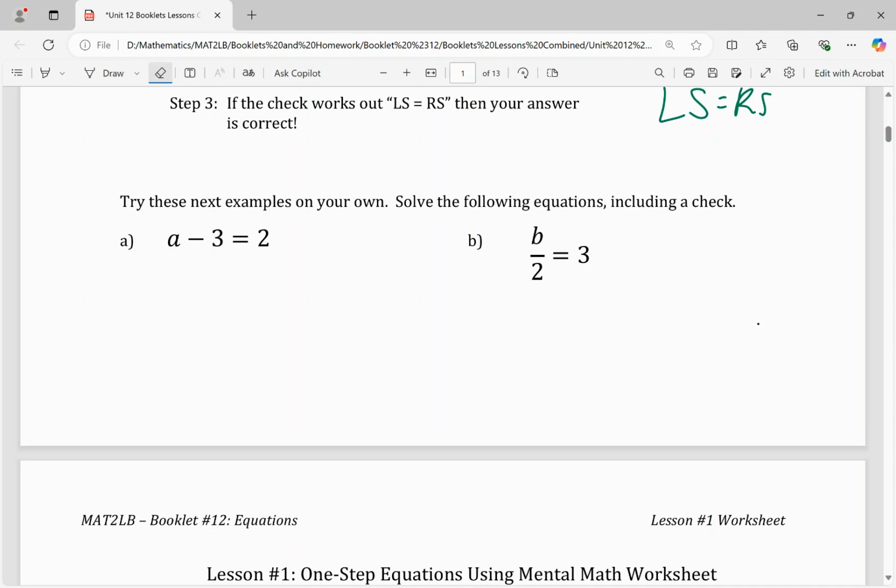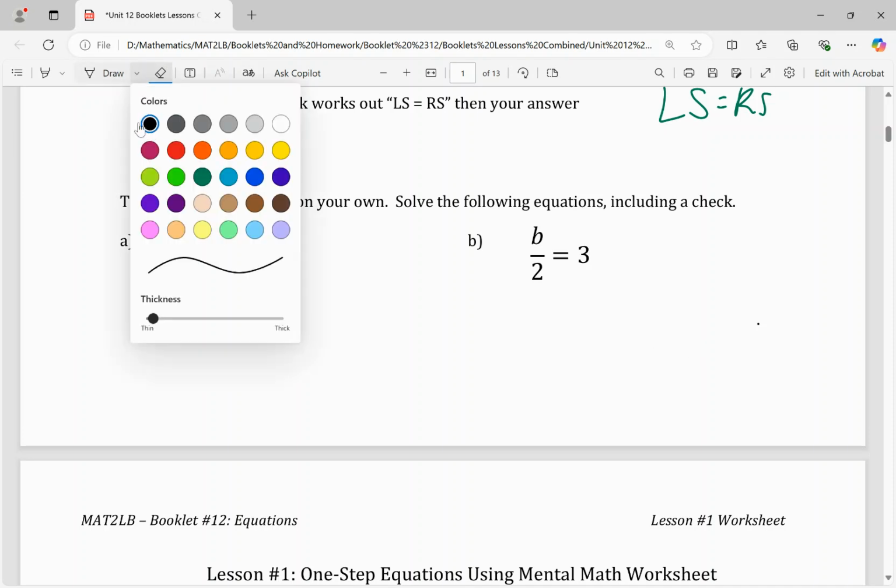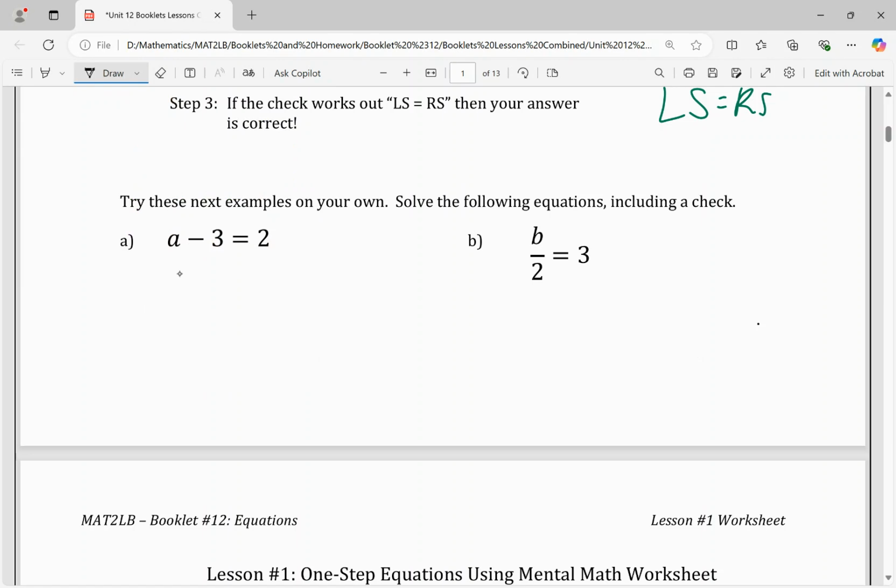Now, the first example is a minus 3 is equal to 2. And the answer here is that a is equal to 5. We know that a needs to be a number larger than 2 because a minus 3 is going to get smaller by 3 and then needs to end up as 2. So one might argue that we need to be 3 more than 2, so a is 5. And if you want to check that, you can do so by plugging in 5 for a, and 5 minus 3 is, in fact, equal to 2. We get 2 is equal to 2.